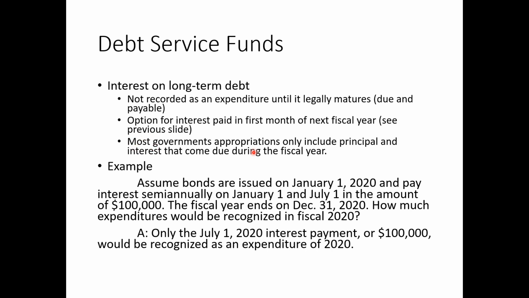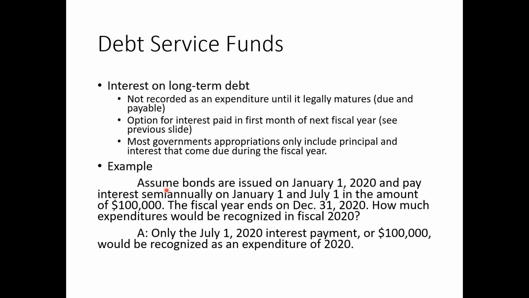Most government appropriations only include principal and interest that come due during the fiscal year. Okay. So when they make the budget, we only include all the principal and interest due within the fiscal year. Any payment beyond that, in future years, does not show up in the budget. So if they're not shown in the budget, for the governmental fund, debt service fund, we do not recognize them.